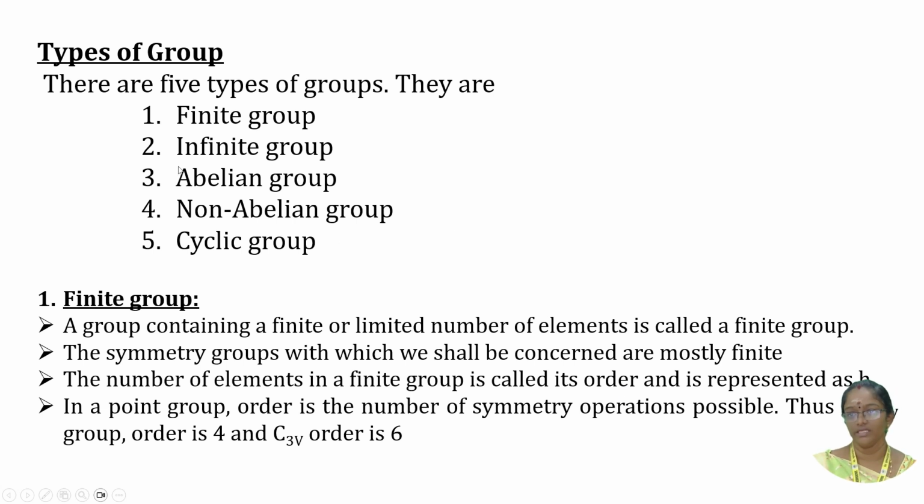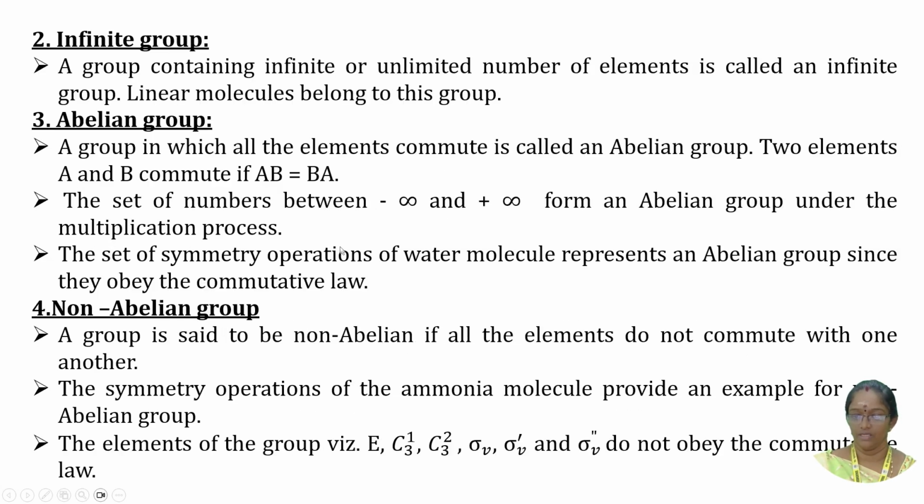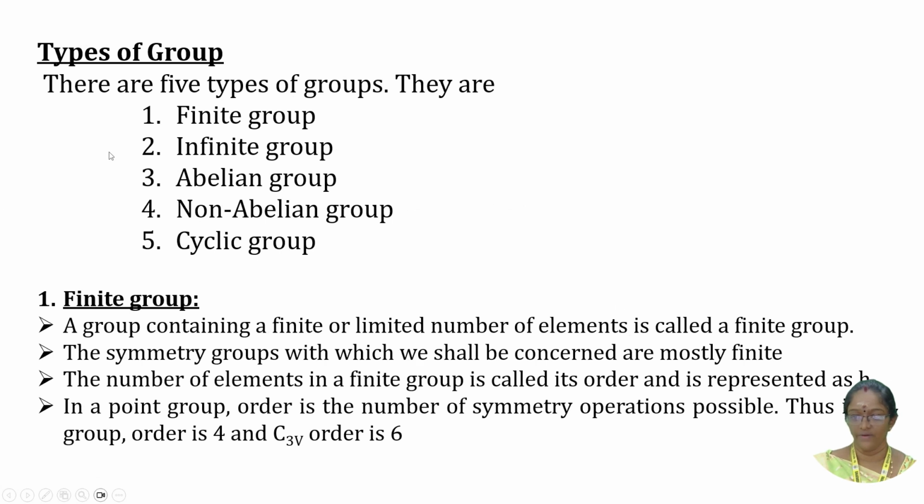Here we have listed the types of group. There are 5 types: finite group, infinite group, abelian group, non-abelian group and cyclic group. Finite group is defined as a group containing a finite or limited number of elements. The symmetric groups with which we shall be concerned are mostly finite. The number of elements in a finite group is called its order, and it is represented as h. In a point group, order is the number of symmetry operations possible. Thus, if we consider the C2v point group, the order is 4. For the C3v point group, the order is 6.